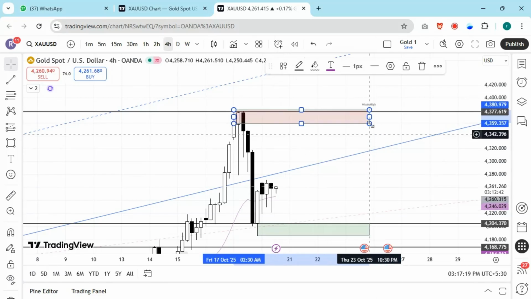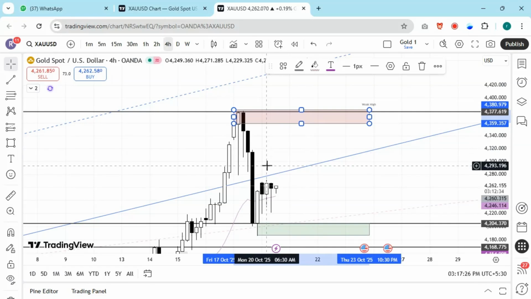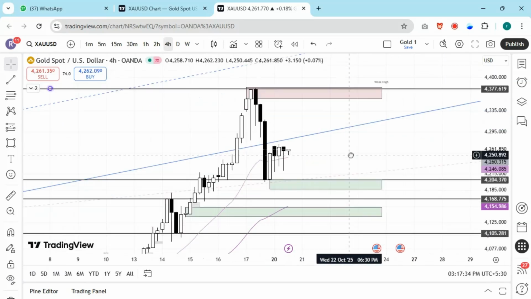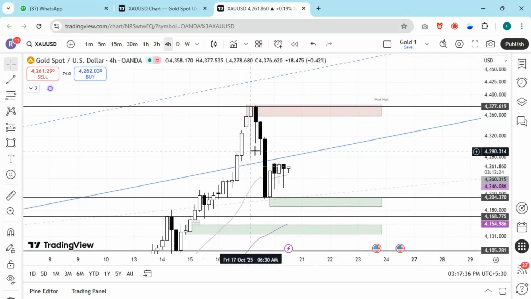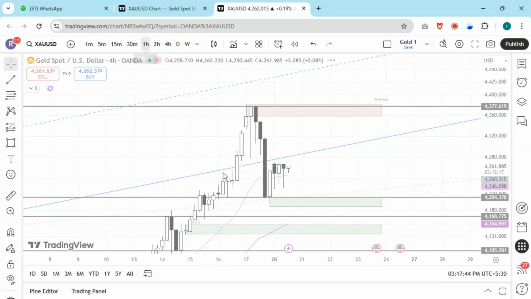Also, I can see there was a big candle, a big wick in the middle of that zone. I would like to identify if there are any sell zones available with that. So you can see there was a big wick in that area. In the 1-hour chart, I would like to draw that area and that wick with another sell zone. Okay, now we have 2 sell zones and 2 buy zones.